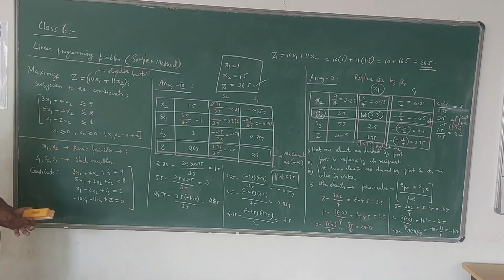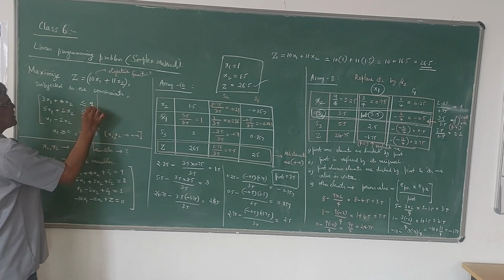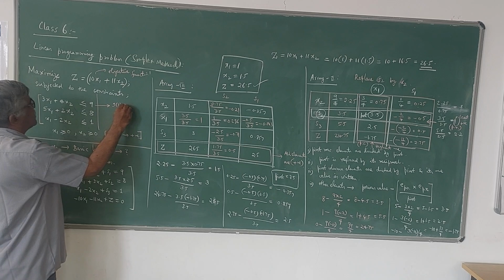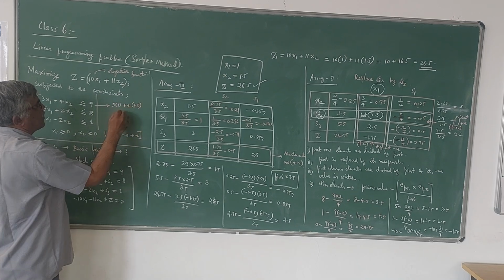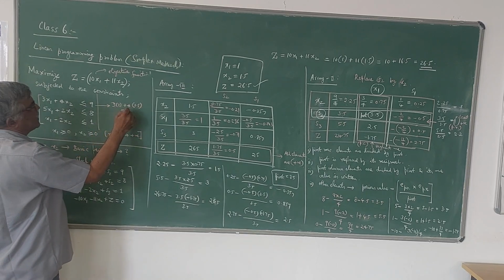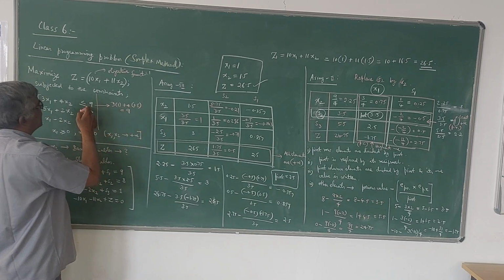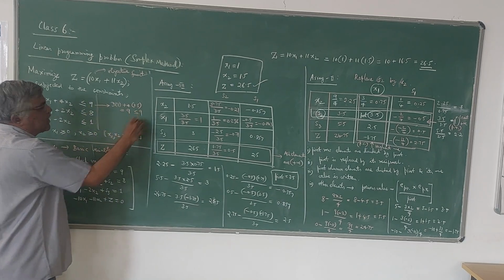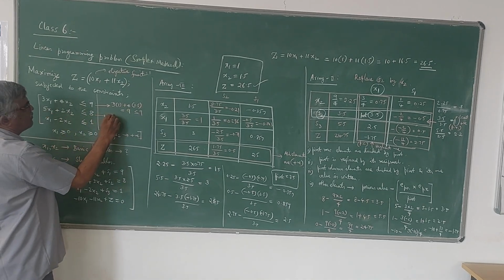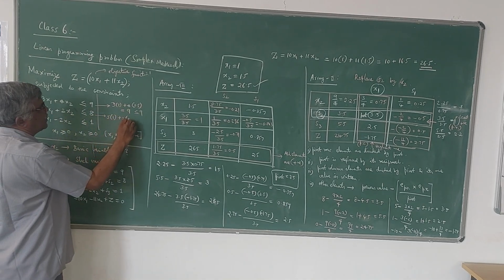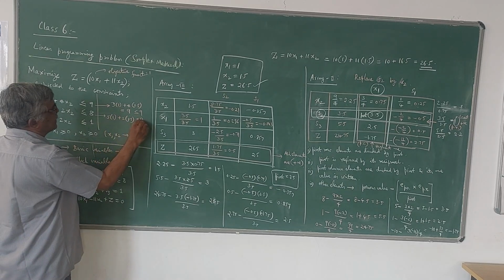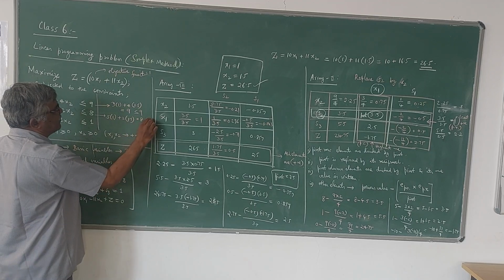You can check the constraints also. For example, how do we check constraints? See here, 3 into x1, which is 1, plus 4 into x2, which is 1.5. What is the value? 3 plus 6, 9. That means less than or equal to 9 is satisfied. Next, the second constraint: 5 into 1 plus 2 into 1.5, that is 5 plus 3, 8. So it is less than or equal to 8.